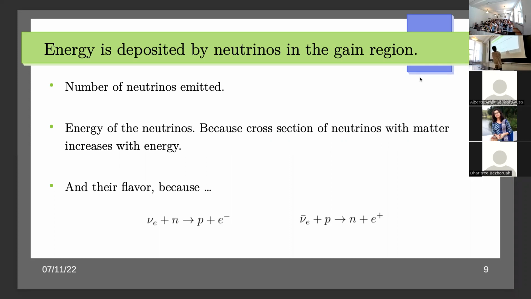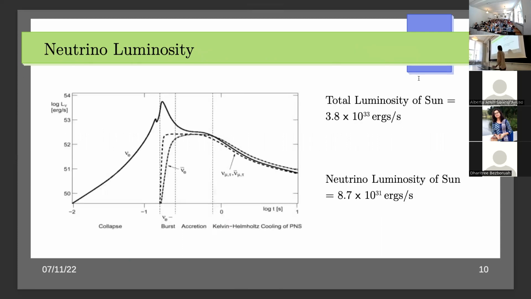Because if we look at reactions of this form, then these reactions cannot happen if we replace this electron neutrino by a muon neutrino, because then we'll have to replace this electron by a muon. And the energy of the neutrinos in supernovae is not sufficient to create muons. So because of this, there are these kinds of reactions which only happen for electron type neutrinos, and this leads to flavor dependence of the cross section or the energy deposition. So how many neutrinos are emitted?